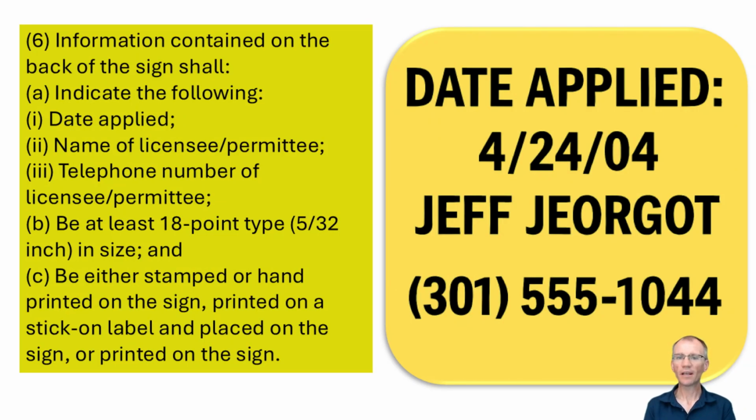6. Information contained on the back of the sign shall A. Indicate the following. 1. Date applied. 2. Name of licensee, permittee. 3. Telephone number of licensee or permittee. B. Be at least 18-point type, 5/32 inch in size, and be either stamped or hand printed on the sign, printed on a stick-on label, and placed on the sign or printed on the sign. You see an example of this on the right.